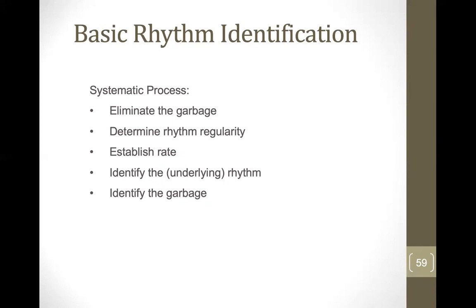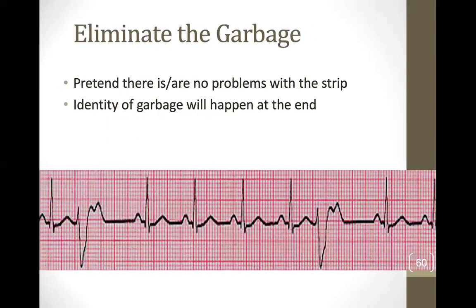We're going to identify what that underlying rhythm is, and then we can throw the garbage back in there to figure out what else might be happening in the heart besides what's happening under the underlying rhythm. So the first step we do is we eliminate the garbage. So we're going to pretend as if there are no weird things or no problems with the strip that we're looking at, and we'll come back and look at that later.